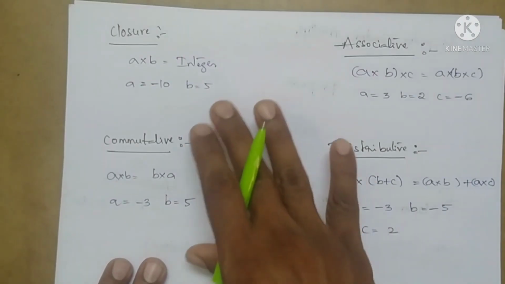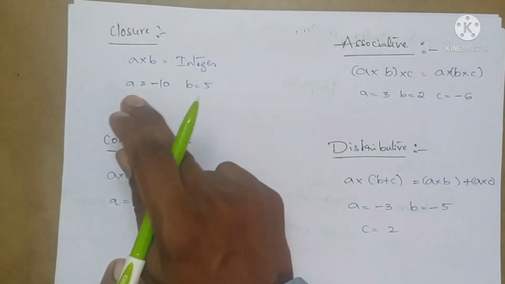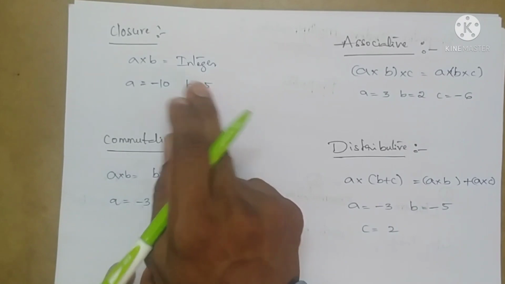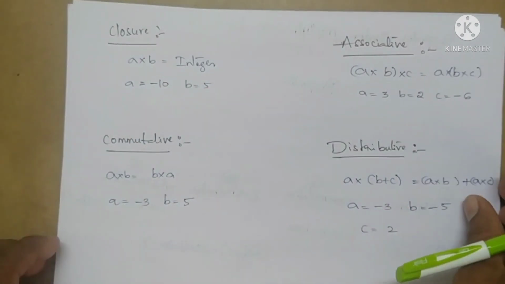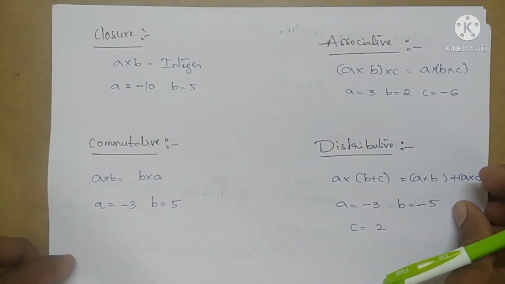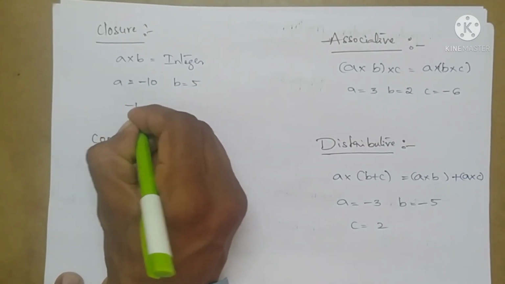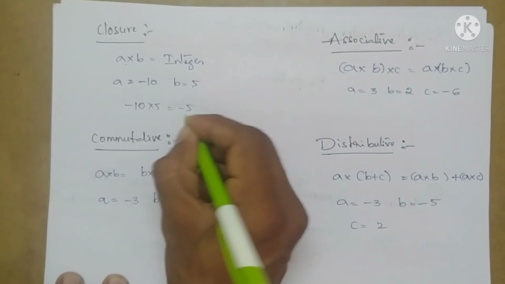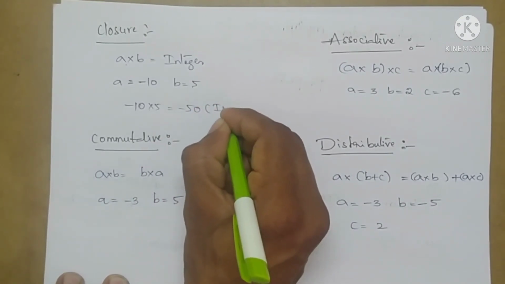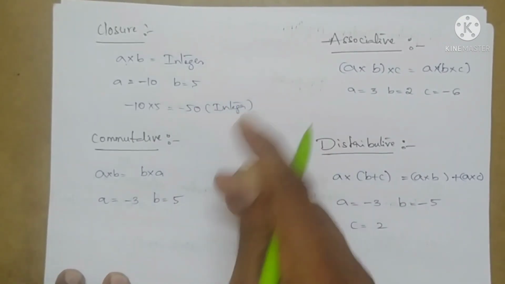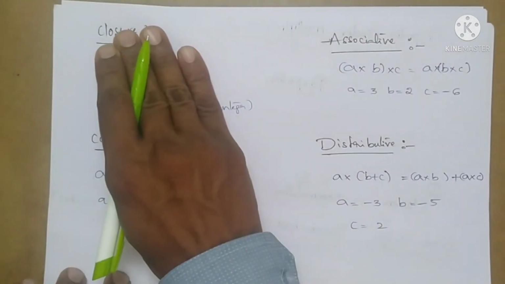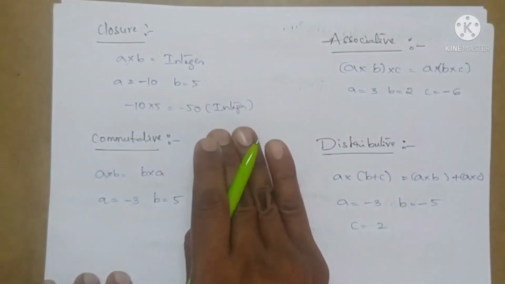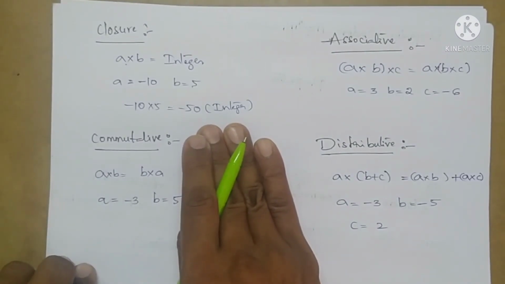Okay, let's check out these properties for integers. So here a is equal to minus 10, and we take b equal to 5. So a cross b should be an integer, right? Minus 10 into 5 is equal to minus 50. Yes, it is an integer. We can conclude that closure property is true for integers.